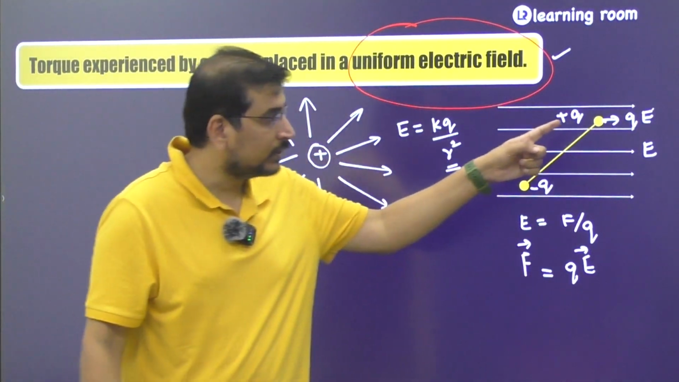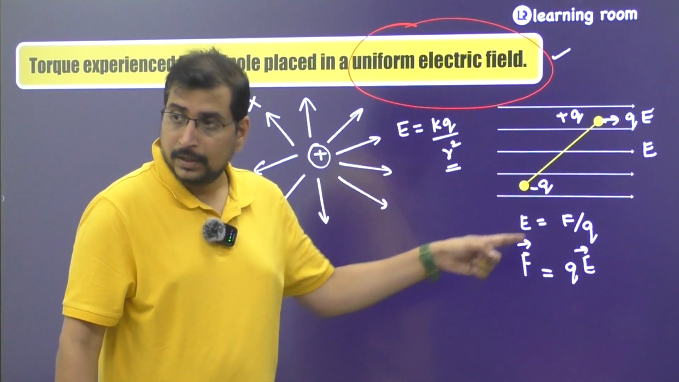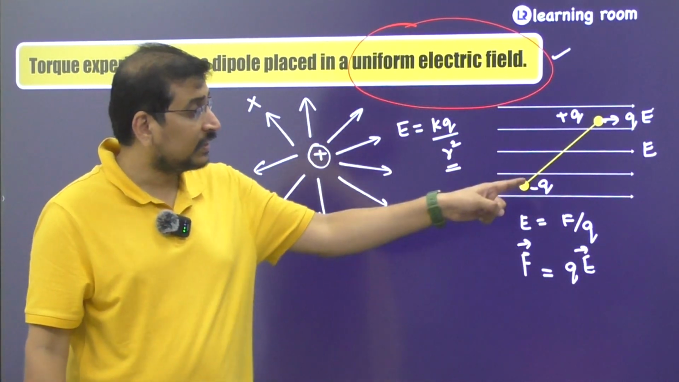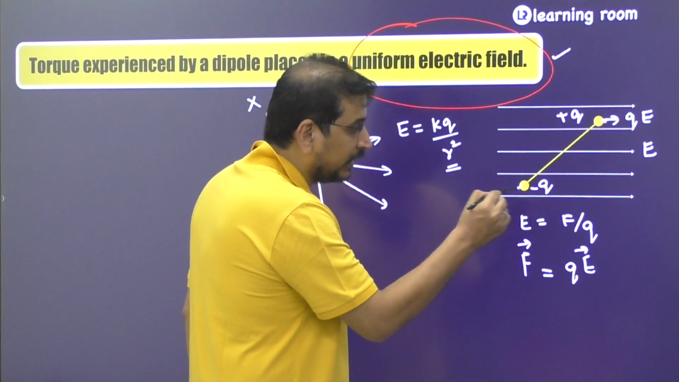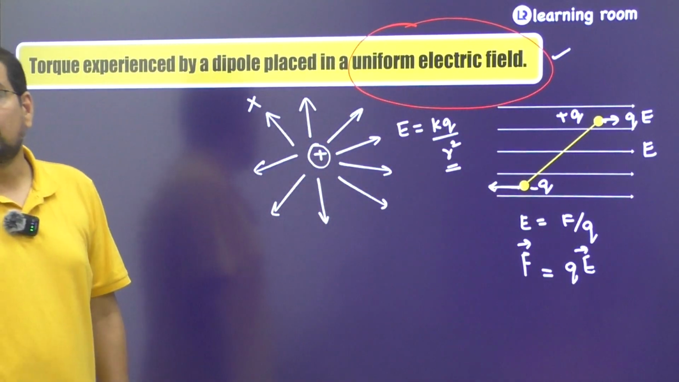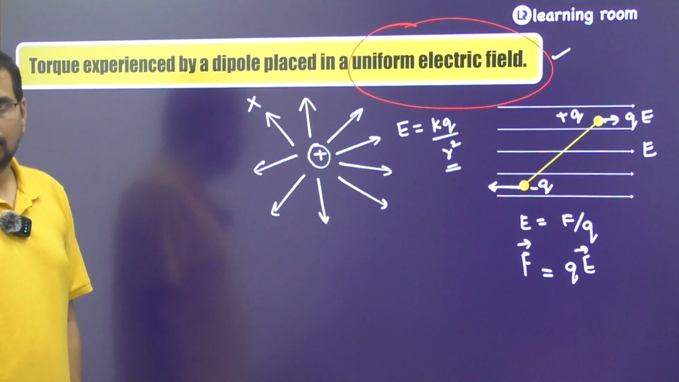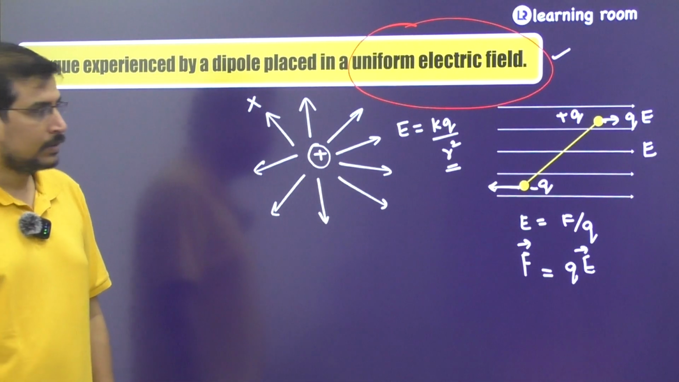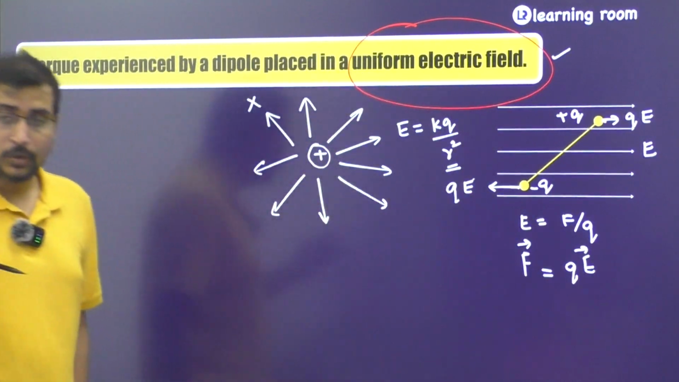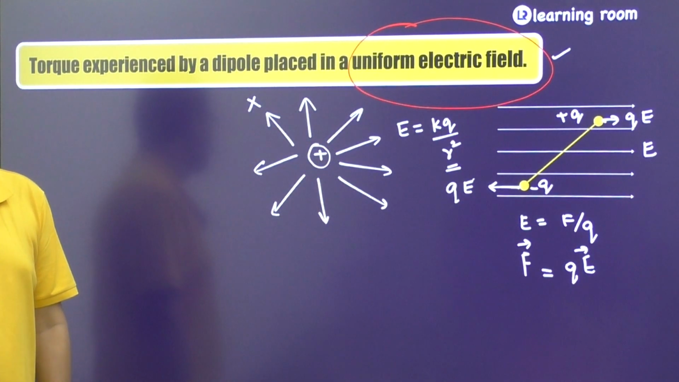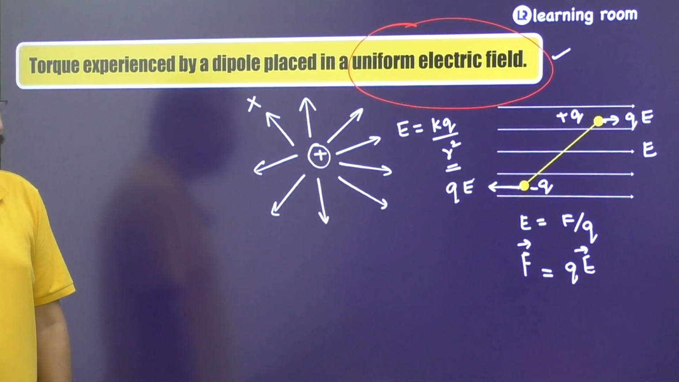Just now I told you, a positive charge will experience a force in the direction of the electric field, whereas a negative charge will experience a force in the opposite direction, meaning this will experience a force in this direction. How much magnitude? Concentrate. It will be QE only, but in the opposite direction. Am I clear with this?